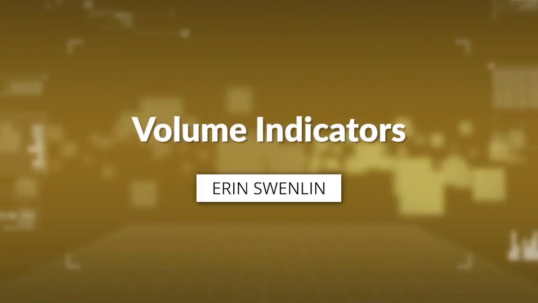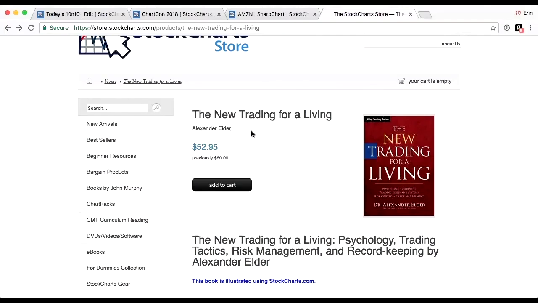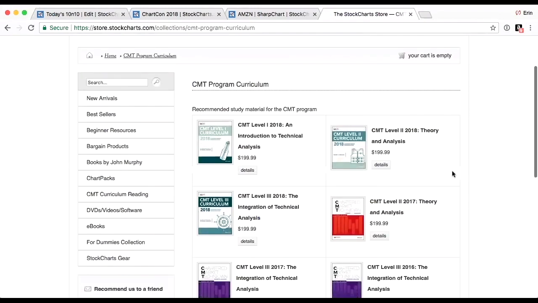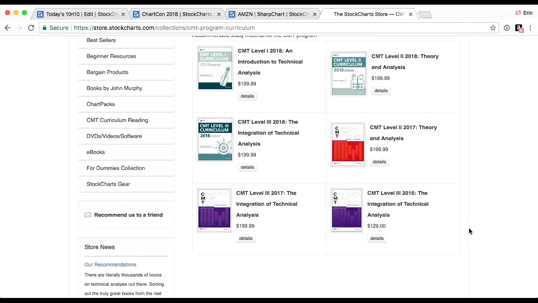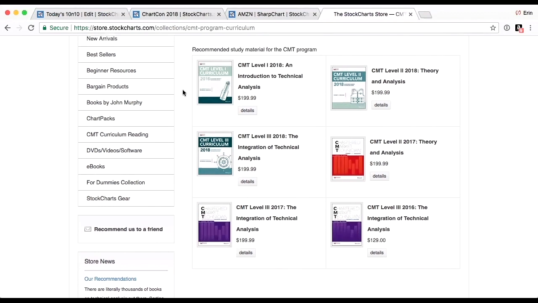So I first of all want to tell you that I got almost all of this from Chart School and from Alexander Elder's book, The New Trading for a Living. The reason is that it was part of the CMT curriculum reading in order to get my CMT. Admittedly, I'm still on level three. I don't know if I'm ever going to get past it with my schedule these days, but I found a lot of this information in the level two book, and there is more information in the level one book too, if you want to really get into this stuff.